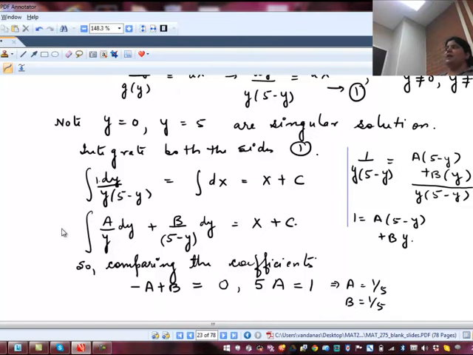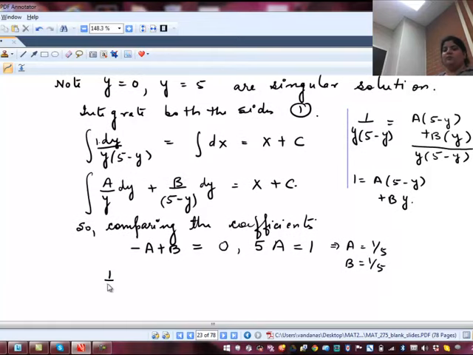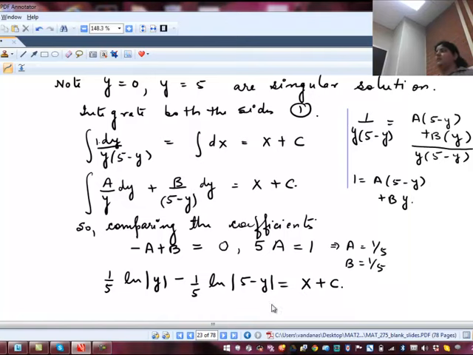Okay, plug this value back into this expression and simplify it. So you will get here 1 over 5 ln of absolute of y. Now you have a negative sign in front of y, so it will be negative 1 over 5 ln of 5 minus y is equal to x plus the constant of integration. You can further simplify it. It can be written as 1 over 5 ln of y over 5 minus y, with the absolute sign, equals x plus c.